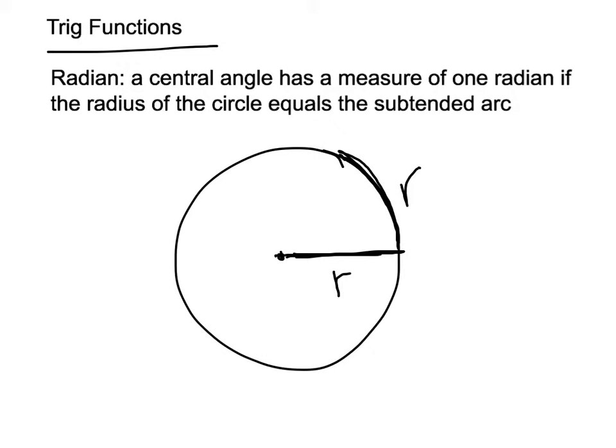So now we have these two equal segments. One is an arc and the other is the radius, but they are both equal. So this forms an angle right here, a little angle. And this angle equals a radian, and a radian is approximately 57.2958 degrees. So now we've created a radian.